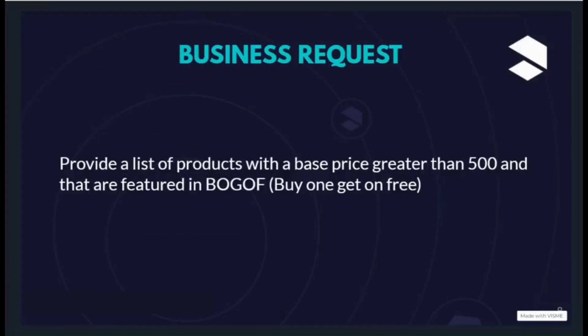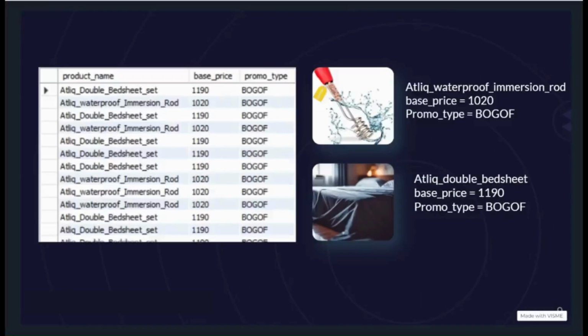The first business request is to provide a list of products with a base price greater than 500 that are featured in BOGO. BOGO stands for buy one get one free. As you can see in this presentation, there are two products featured in BOGO with a price greater than 500. One is the Atliq waterproof immersion rod and the second is the Atliq double bed sheet set.